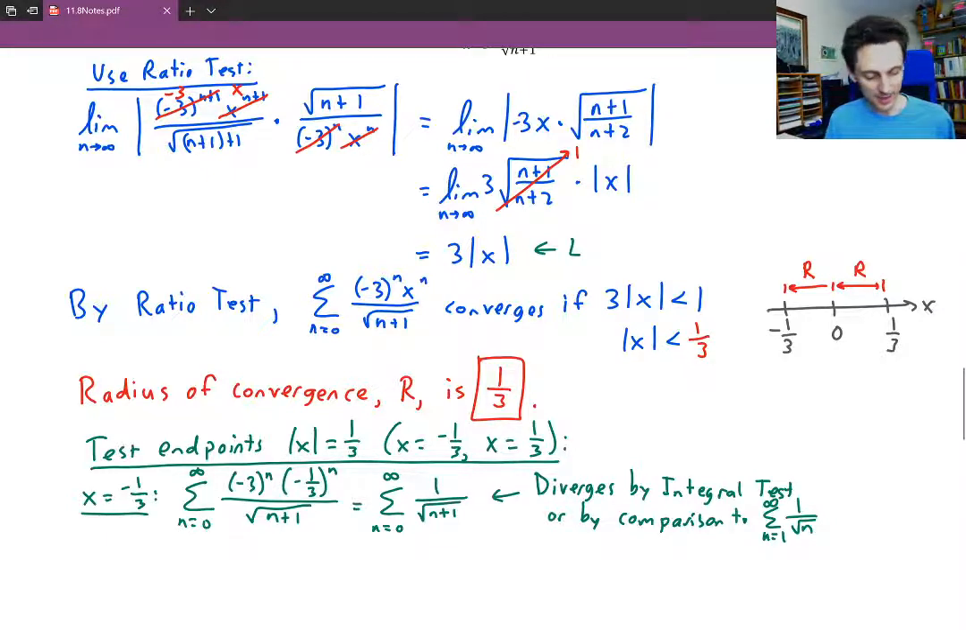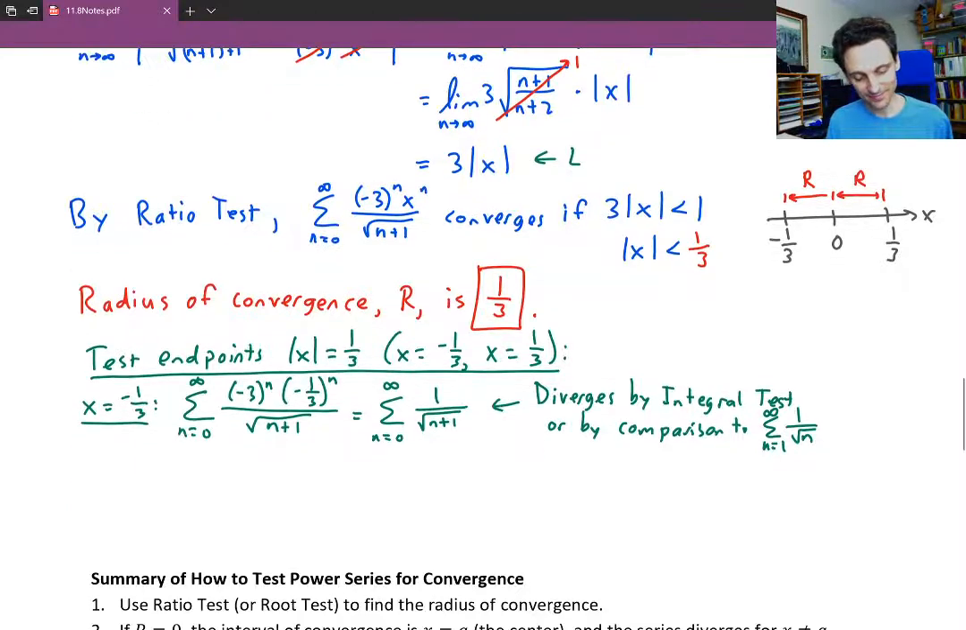Just a subtlety, but ultimately it doesn't matter what n you start off at as long as it doesn't make the terms undefined. But the comparison is still going to work there. So at -1/3 we get divergence. Let's see if we get convergence at x equals 1/3.